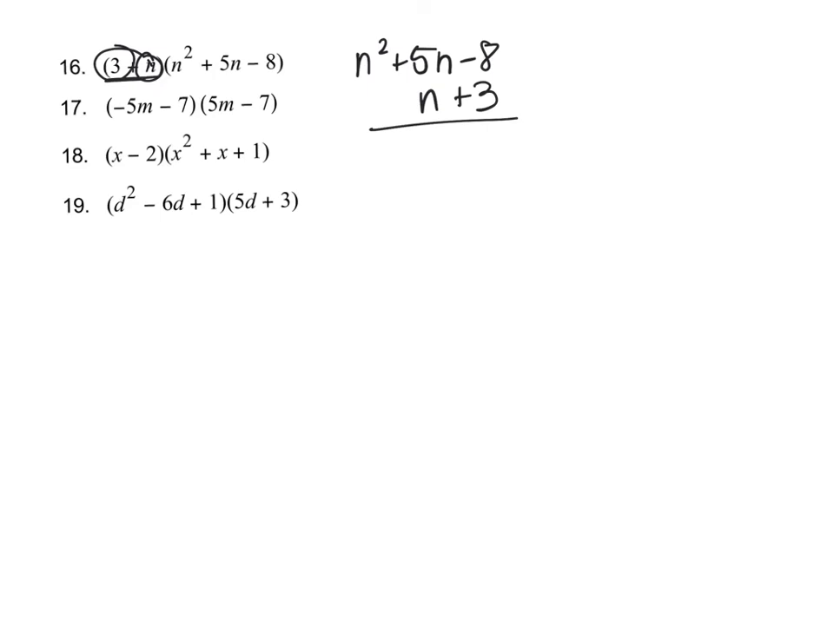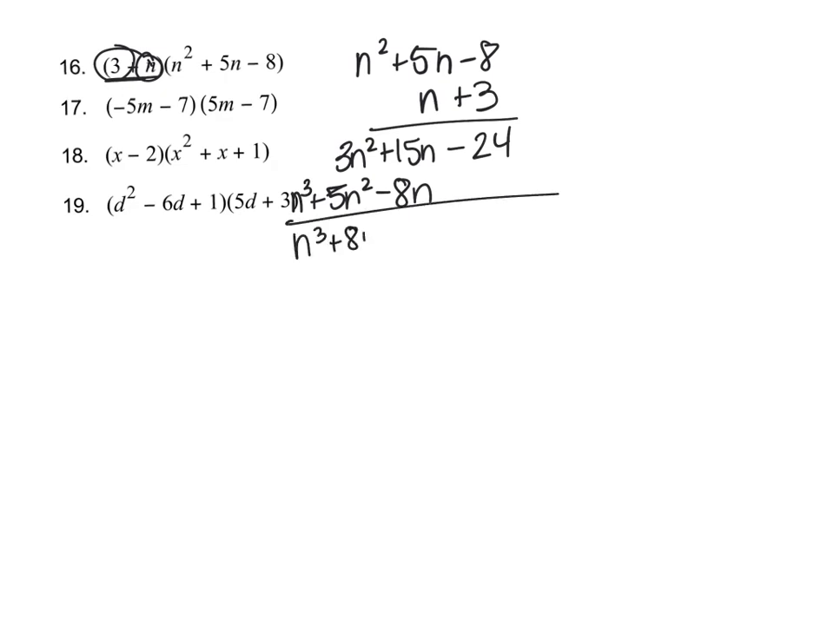So I have 3 times negative 8 is negative 24. We have 3 times 5n, it's 15n. And then 3 times n squared is 3n squared. Then I have n times negative 8, negative 8n. We have n times 5n, which is 5n squared, positive. And then lastly, n times n squared, which is n cubed. And when I add that up, I get n cubed plus 8n squared plus 7n minus 24.